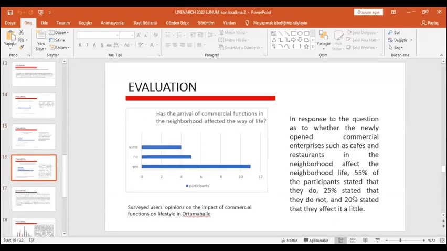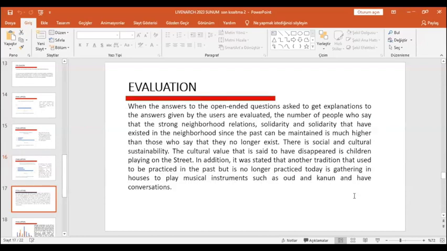In response to the question as to whether the newly opened commercial enterprises such as cafes and restaurants in the neighborhood affect the neighborhood life, 55% of the participants stated that they do, 25% stated they don't, and 20% stated that they affect it a little.